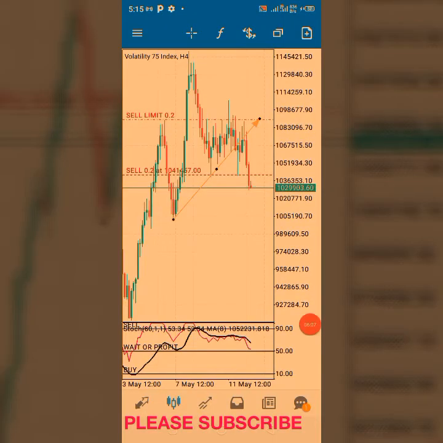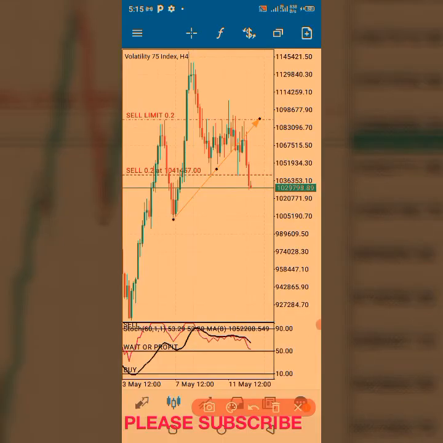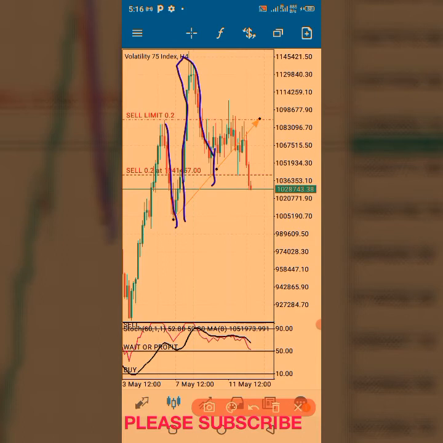Let me show you. You connect the bottom formed by the first shoulder like this, and after the impulse to the upside to form the head and shoulder, there will be a correction to hit a level approximately close to the first shoulder bottom. So that is the bottom we are talking about. You connect the two. So that is good.